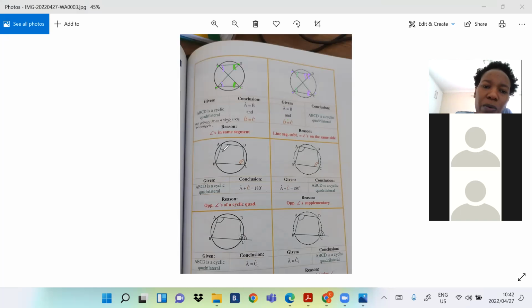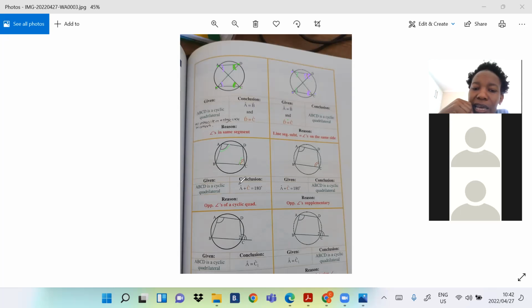So if you just find one pair of these opposite angles and they add up to 180, therefore it's a cyclic quad. So if they tell you that it's a cyclic quad, those angles will add up to 180. If they ask you if it's a cyclic quad, check if those angles, when you add them up after calculating them, add up to 180. If they do, therefore it is a cyclic quad.